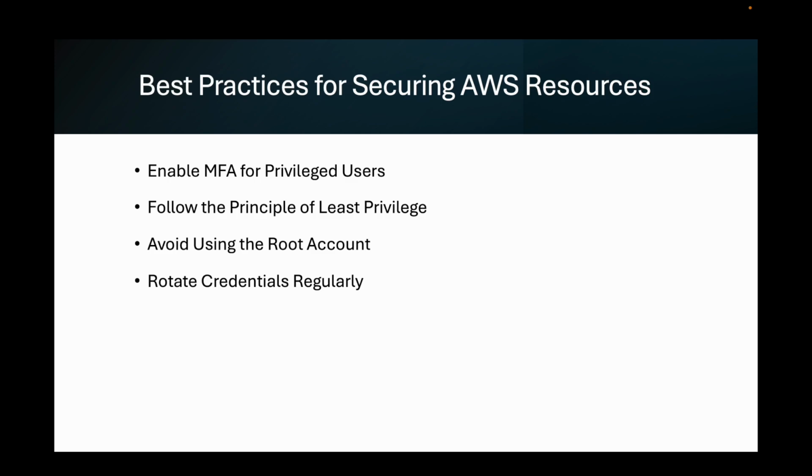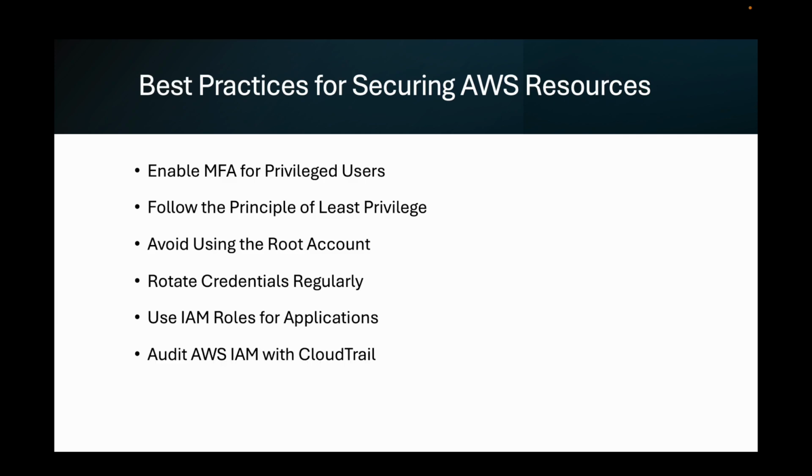Rotate the credentials regularly. Rotate access keys and passwords periodically to reduce the risk of compromised credentials. Use AWS Secrets Manager or AWS Systems Manager Parameter Store to manage secrets and rotate them securely. Use IAM roles for applications. Instead of embedding access keys in your application, assign IAM roles to AWS resources like EC2 instances or Lambda functions. This avoids the risk of exposing long-term credentials.